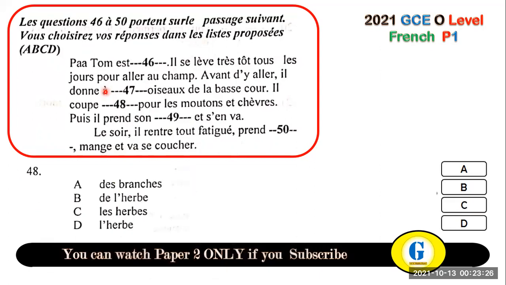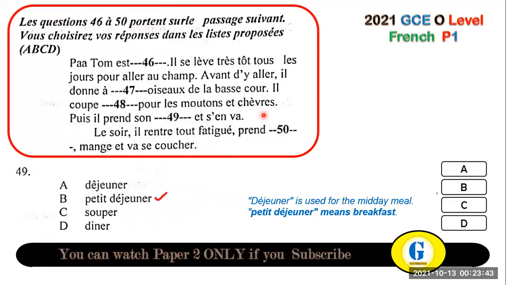48. Il coupe bla bla bla pour les moutons et chèvres. So il coupe de l'herbe. You must take note of this one. Il coupe de l'herbe pour les moutons et chèvres. Okay.